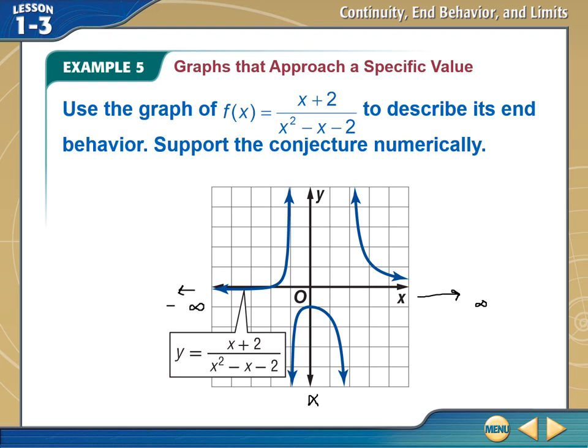So what do you think? As x approaches infinity, y is approaching what? What do you think? You think it's approaching 0? You think it is approaching 0 or no? And the negative infinity, what do you think? Let's see.